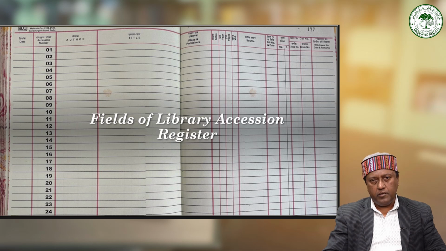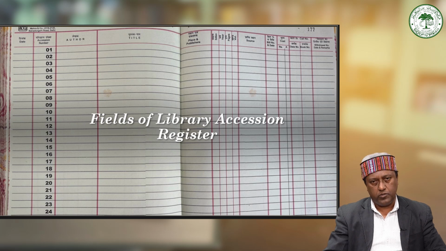Next is year. This records the year of publication of the item. Knowing the publication year helps users and librarians understand the historical context of the material and determines its relevance. Next field is pages. For books, this field indicates the total number of pages contained within the item. It helps users estimate the length and depth of the content. Next field is volume. In the case of multi-volume works, series or sets, this field specifies the number of volumes included.